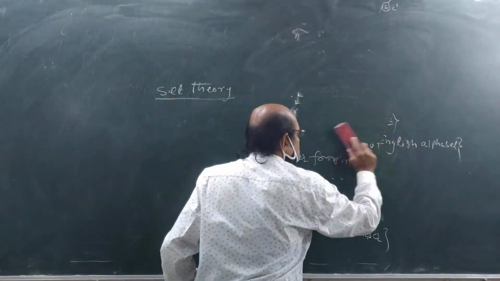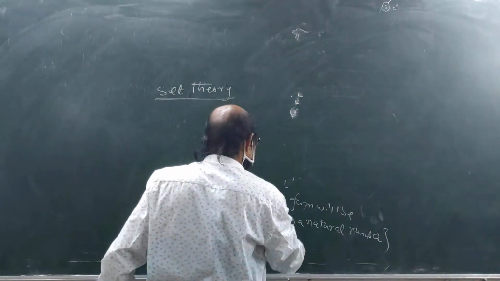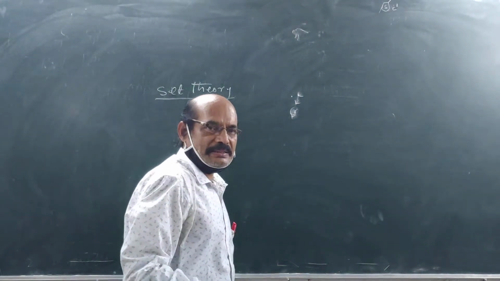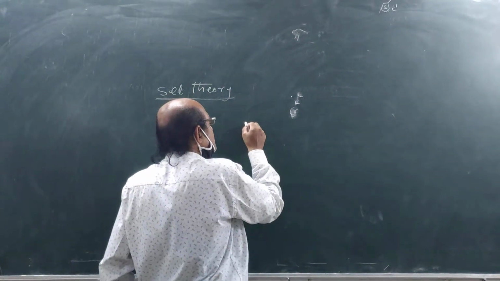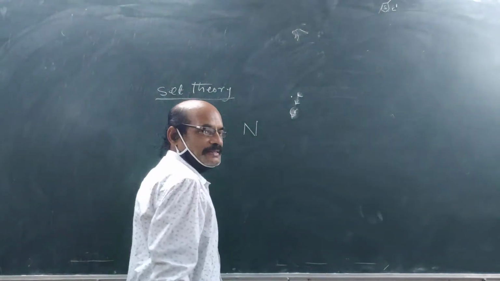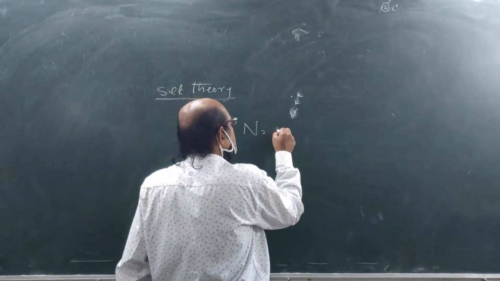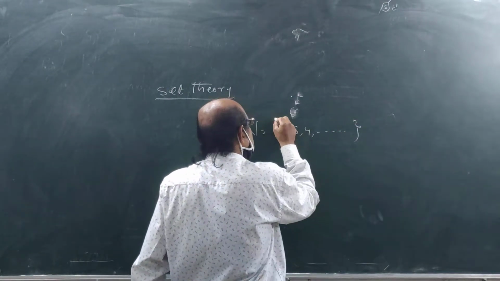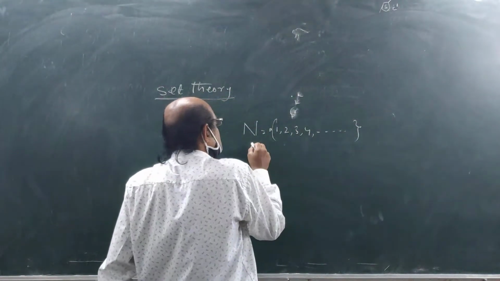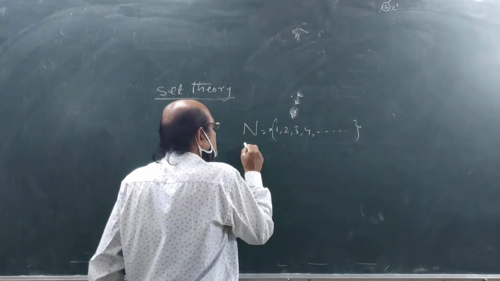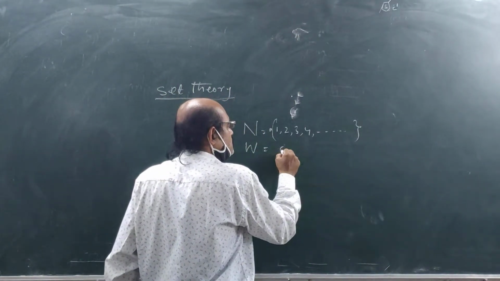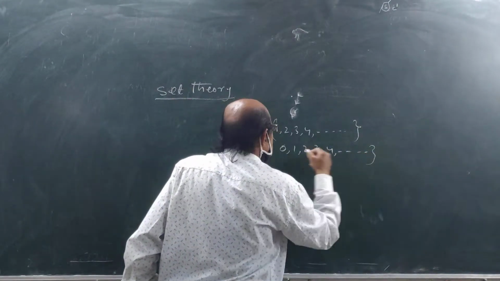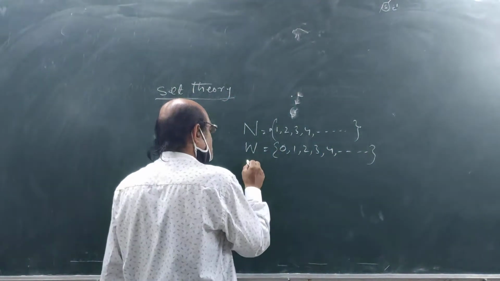Now we will discuss the different types of sets. First of all, the set of natural numbers is represented by N. N is equal to {1, 2, 3, 4, ...} in curly brackets. Then another set is the set of whole numbers. W is equal to {0, 1, 2, 3, 4, ...}. Then the set of integers, Z.